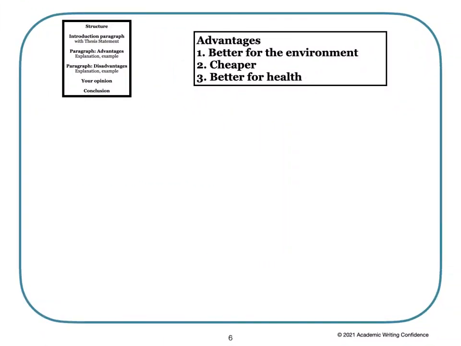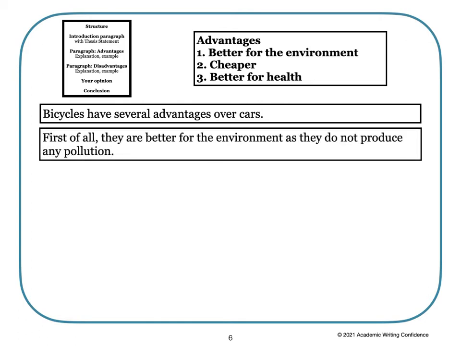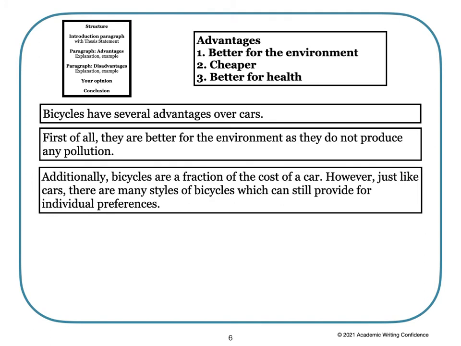Now let's begin to write a paragraph about the advantages of using a bicycle for transport in a city. Bicycles have several advantages over cars. First of all, they are better for the environment as they do not produce any pollution. Now we can write a sentence about bicycles being cheaper. Additionally, bicycles are a fraction of the cost of a car. However, just like cars, there are many styles of bicycles which can still provide for individual preferences.